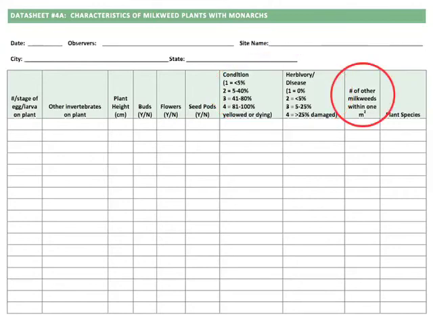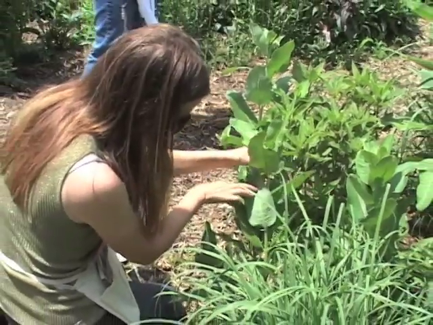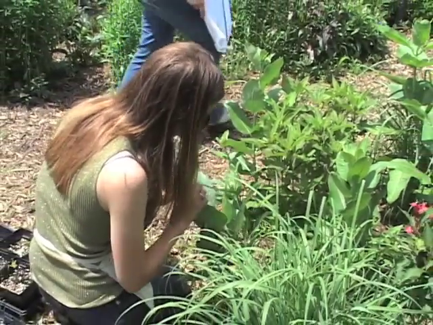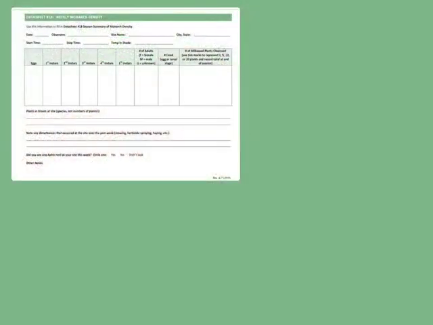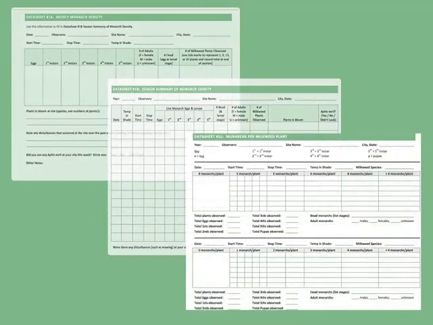Finally, you'll count the number of milkweed plants in a 1 meter square that has the focal plant at its center. If monarch densities are high at your site, if, for example, you find more than 30 plants with monarchs on them, you can stop recording their characteristics after the first 30 occupied plants. You can still keep looking for monarchs, but just keep recording the number and stage of the monarchs and the number of plants you look at on datasheet 1A, B, or C. Otherwise, you'll be in the field all day.